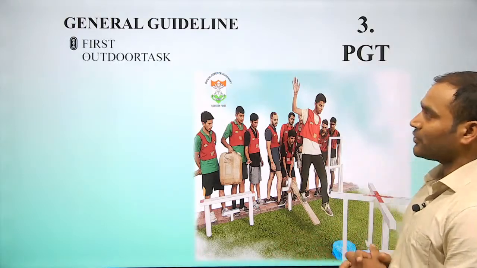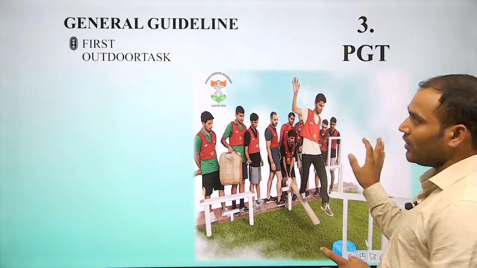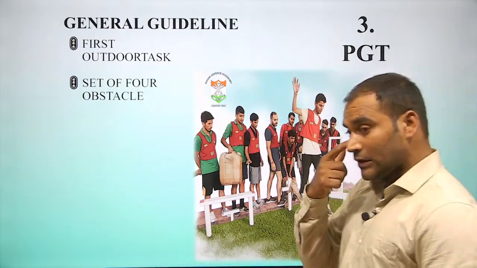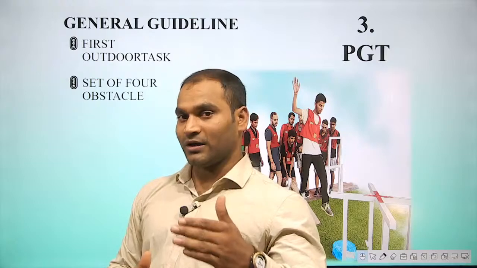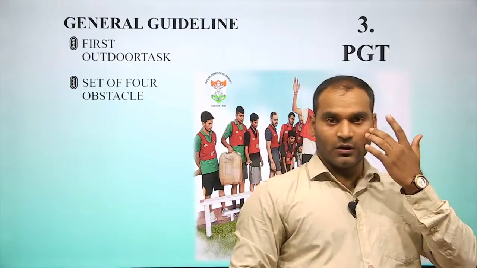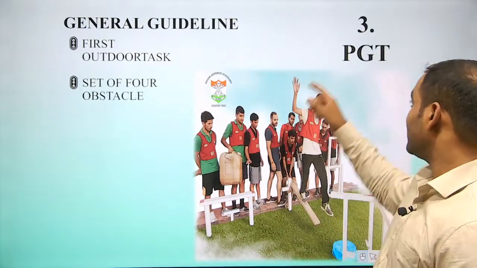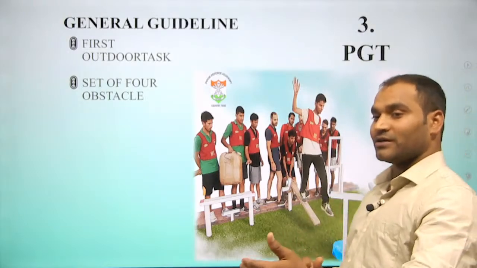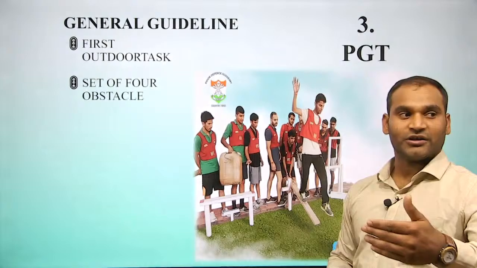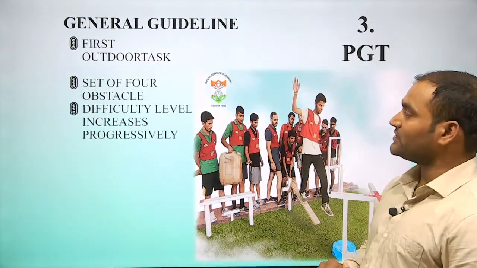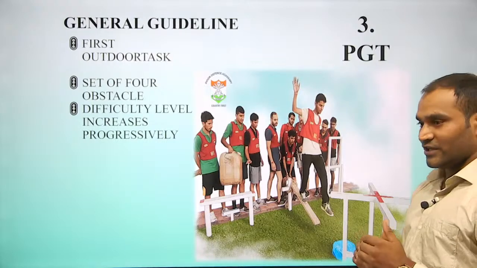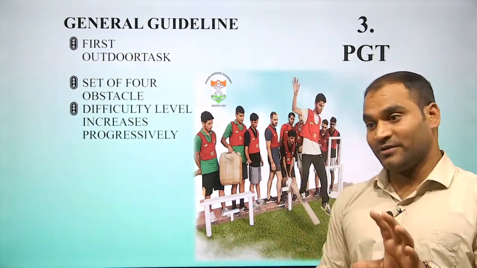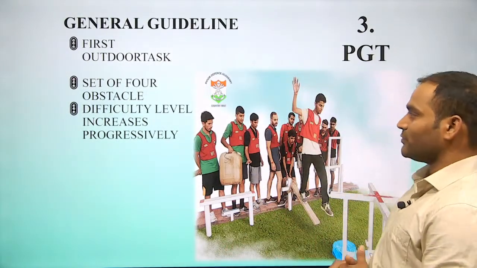So this is the entire work. The progressive group task is the first outdoor task. It's not to be remembered as one task, but a set of 4 obstacles: PGT 1, PGT 2, PGT 3 and PGT 4. All are progressive in nature. Progressive means that once you complete PGT 1, then you progress to PGT 2, then PGT 3, then PGT 4. So that's why it's called a set of 4 tasks, and the difficulty level increases progressively. PGT 1 will be the easiest one, and PGT 4 will be the toughest one.